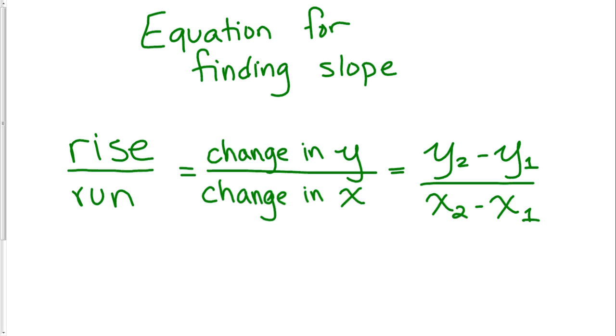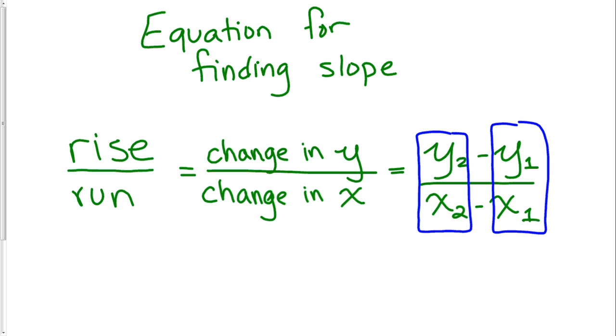The idea here is that we're going to be given 2 points. One point is x2, y2. The other point is x1, y1. So that's what the little subscripts mean, just telling you the difference between the 2 points.